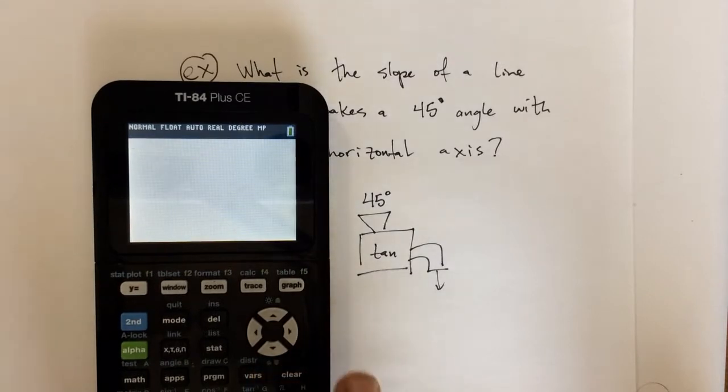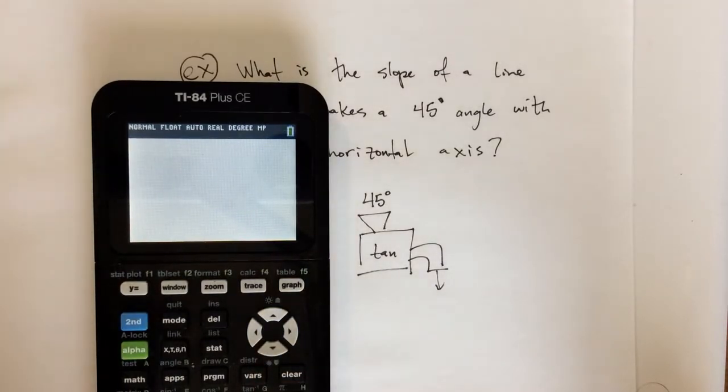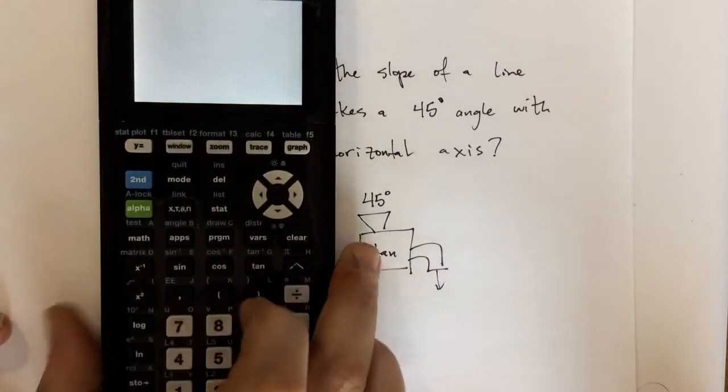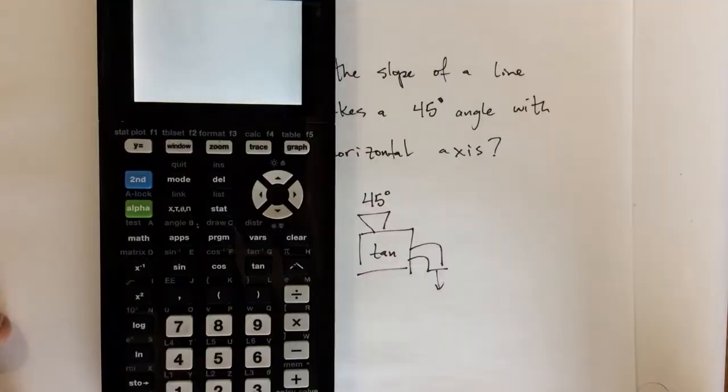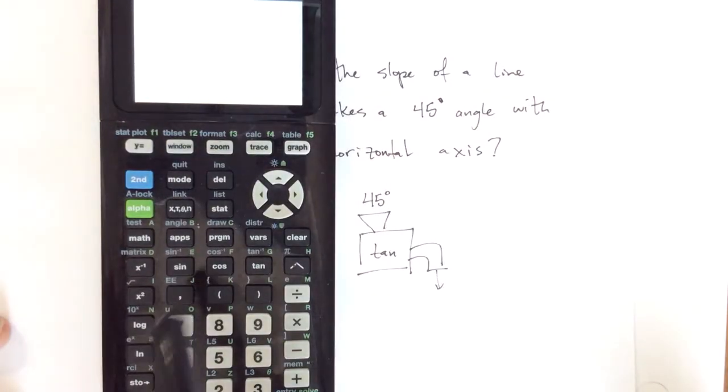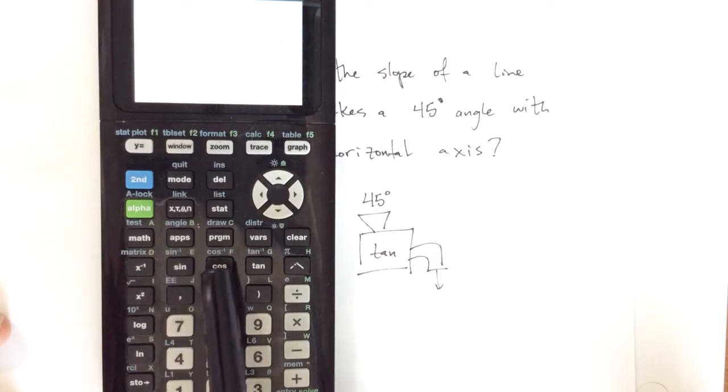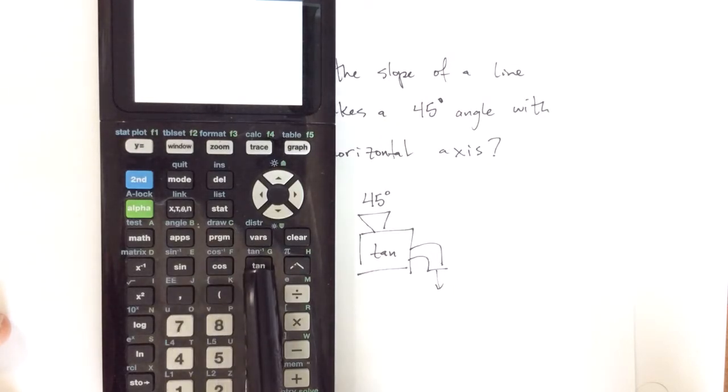Alright, so here's my TI-84 calculator. Let's use this calculator to solve this problem. You can see here in my menu buttons that I've got these three buttons right here. One says sine, this one says cos, which is short for cosine, and then here's my special tangent function. Okay, we're going to use this.